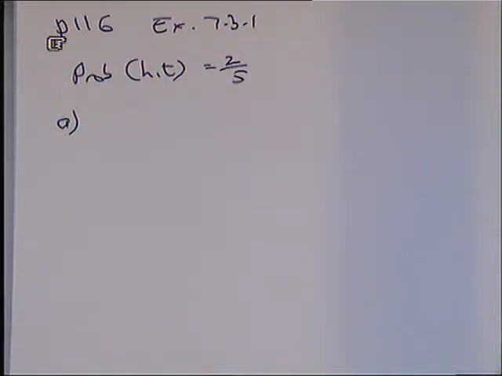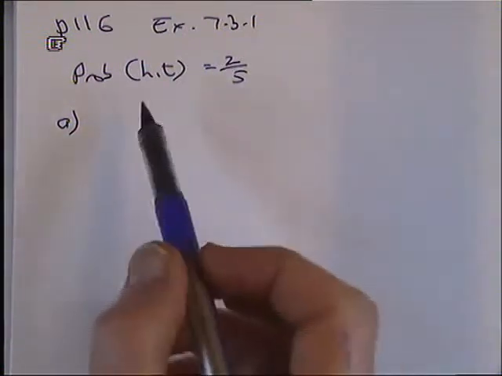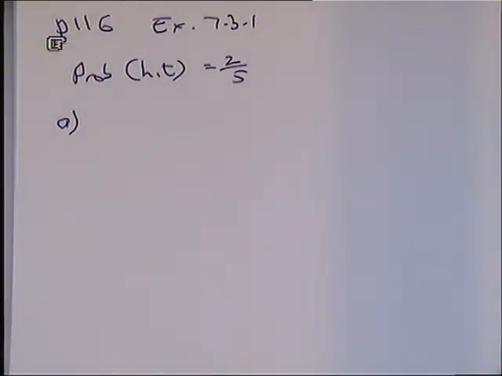This is another example of using the geometric distribution. If you look in your S1 textbook at page 116, there's an example 7.3.1 in there, which I'm going to go through. It says a darts player must start each game by hitting a certain section of the dartboard. The probability that any single dart hits this section is 2/5.